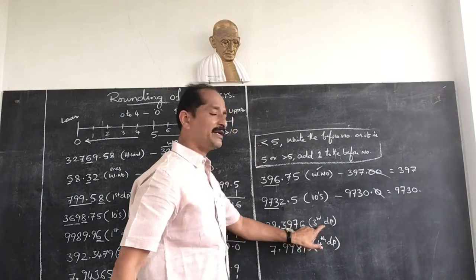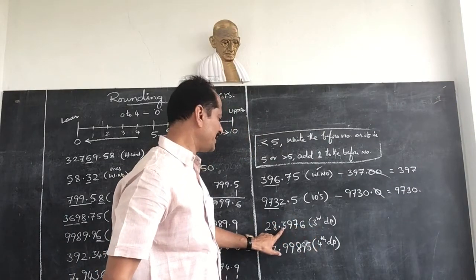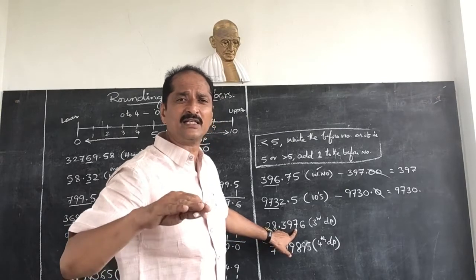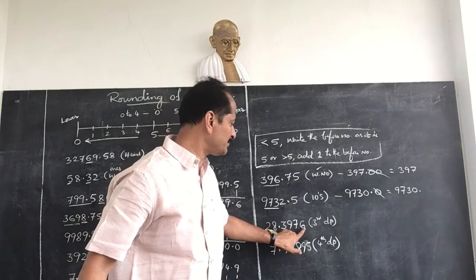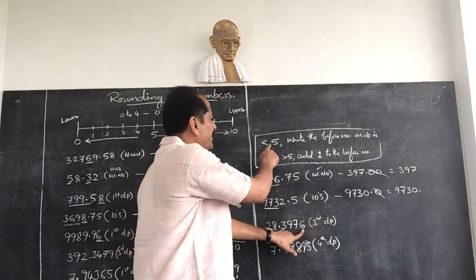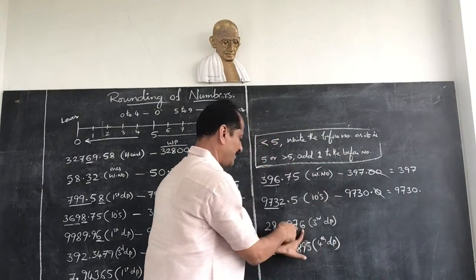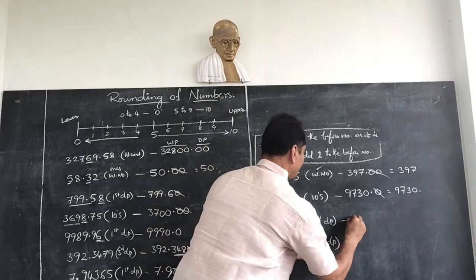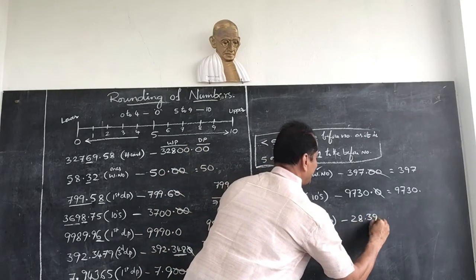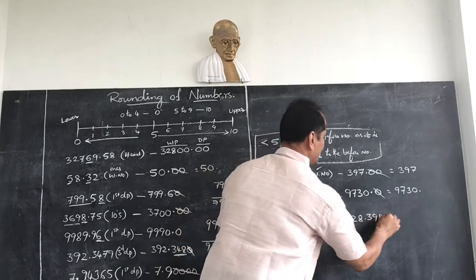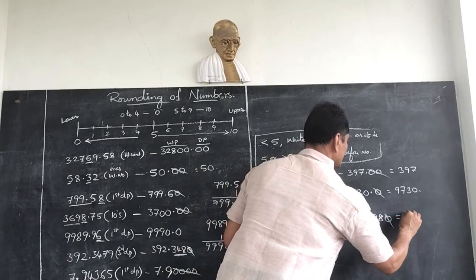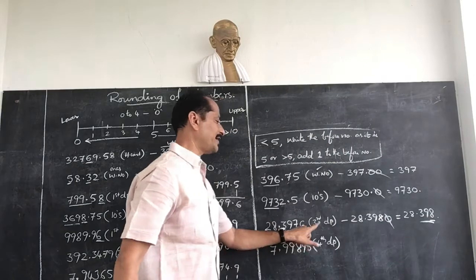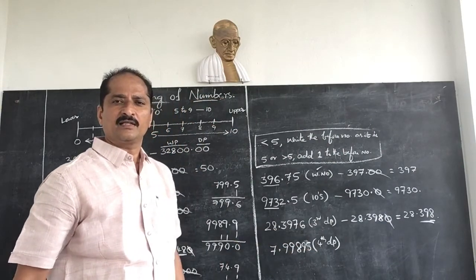Next, third decimal place. Round off this to third decimal place. First, second, third. To round off third decimal place, we should see next lower than third decimal place. Next lower than third decimal place is fourth decimal place. Digit in fourth decimal place is 6. 6 is greater than 5. So add 1 to the before number. Add 1 to the whole before number. 7 plus 1 is 8. That is 398. So 28.398 and zeros. For this 0 there is no value. So take this out. 28.398, and it is rounded off to the third decimal place.